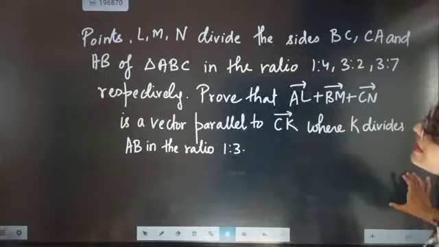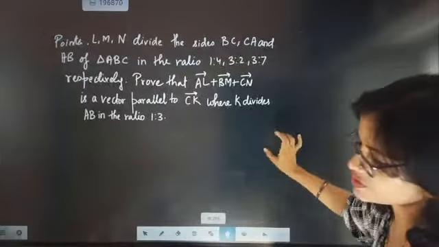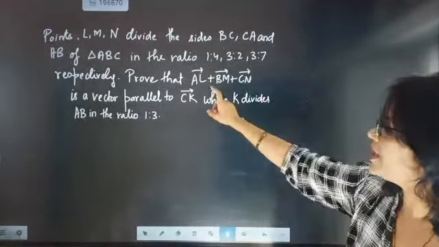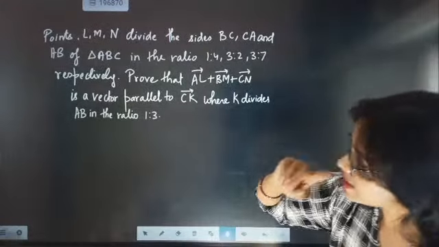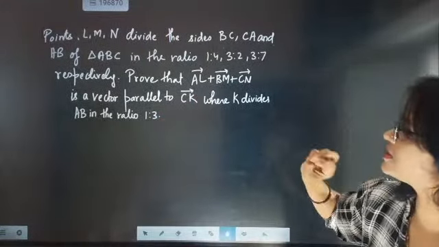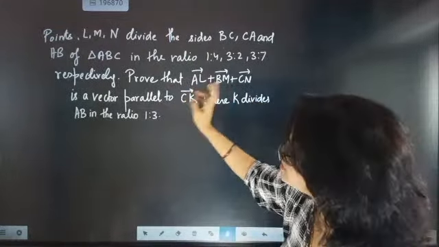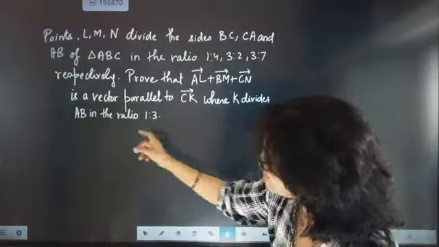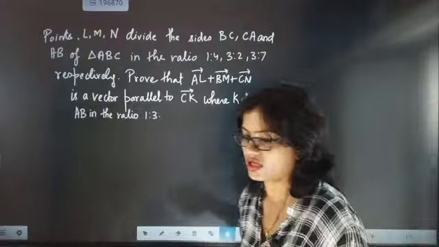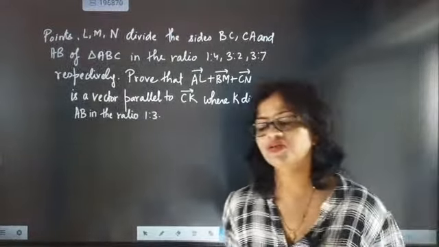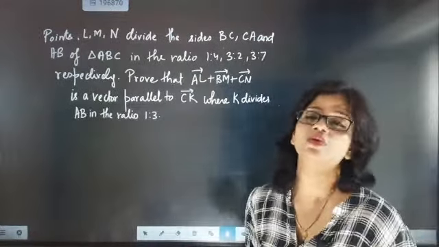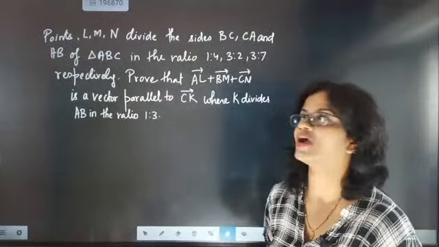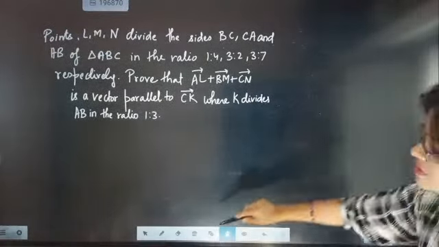So now what is exactly the question and how are we going to solve it? Now it is totally up to your wish, because here AL plus BM plus CN is a vector parallel to CK vector, where K divides AB in the ratio 1:3. So this question will be based on the figure you are going to draw, because you have to take the question content by content and then solve. So let's first draw this one out.